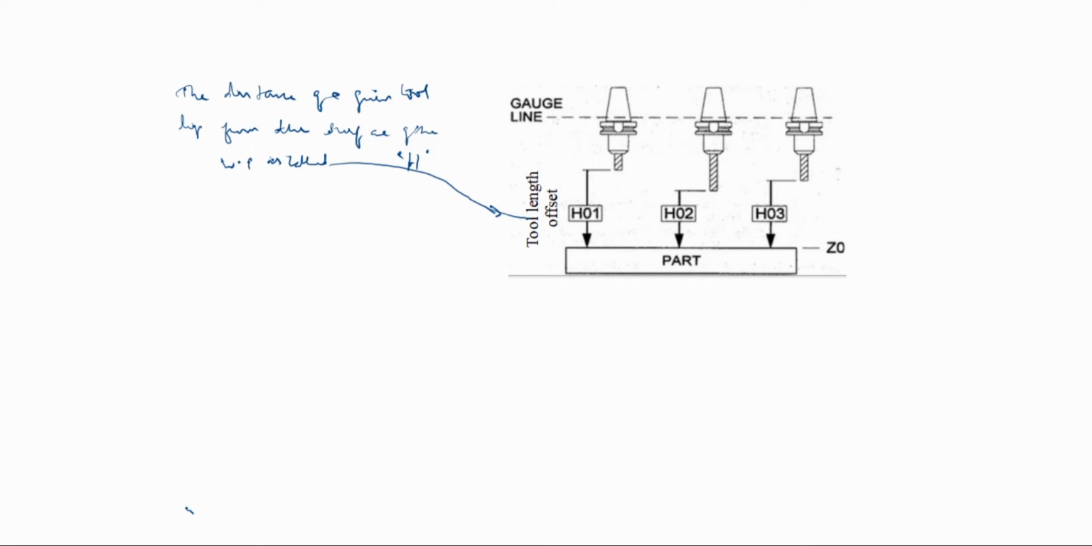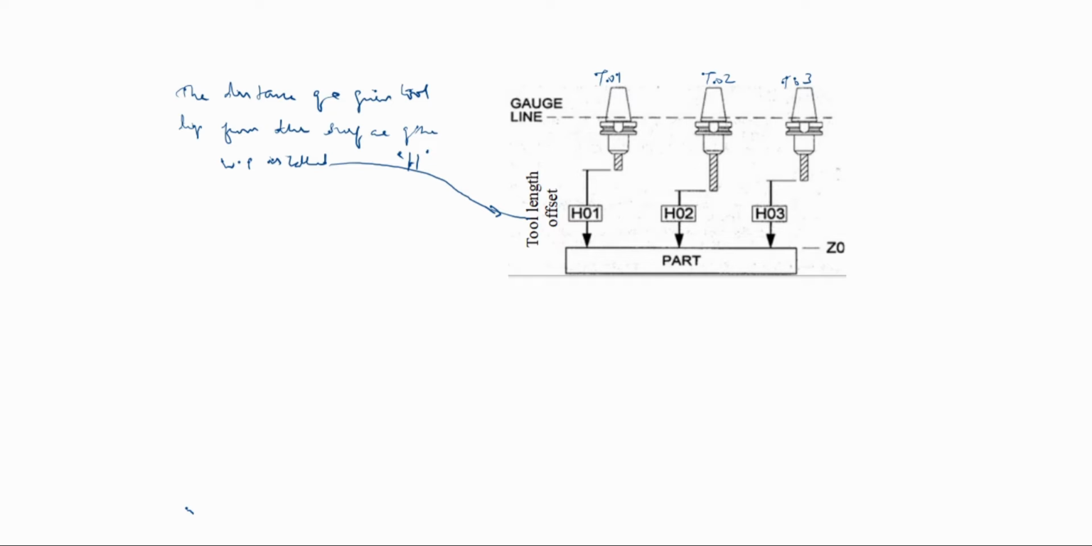This term is called H. You see here, this is a small tool length, this is a bigger one, this is medium. This one is H01, so you can write this is T01. H02 means you can take it as T02. H03 means T03.